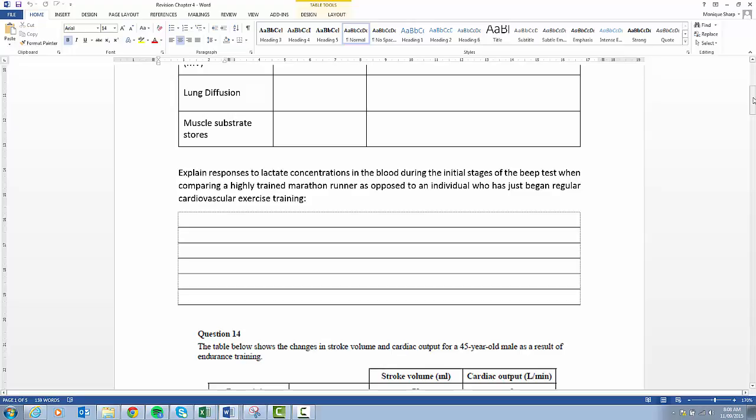When you get a word that you don't know where it belongs, just take it out. So like, explain lactate concentrations in the blood during these initial stages. Does that make more sense? It's probably not the best word to put in there. It's explaining the response of the blood lactate to exercise. It's probably not worded as well as it could have been.